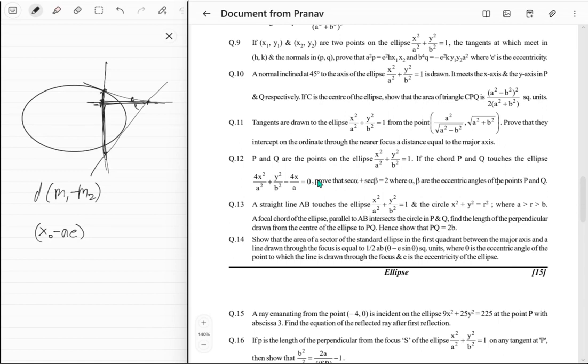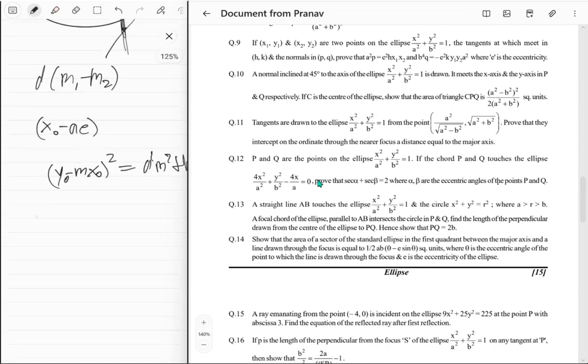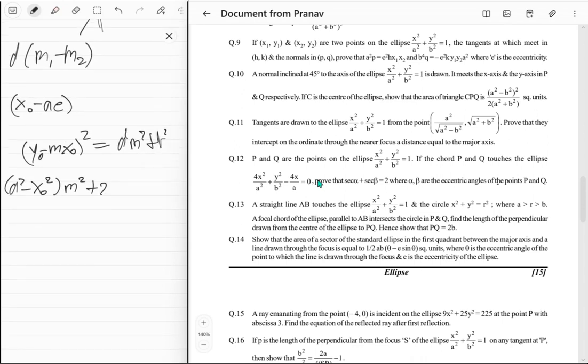So y minus mx squared is equal to, in this case, instead of that, I'll just use y naught x naught. That's equal to a square m squared plus b squared, right? So we can figure out what m1 minus m2 should be from here. Right, so it's going to be like a square minus x naught squared, and then you got m squared plus 2x naught y naught times m from here. Then you got plus b squared minus y naught squared is equal to 0, right?